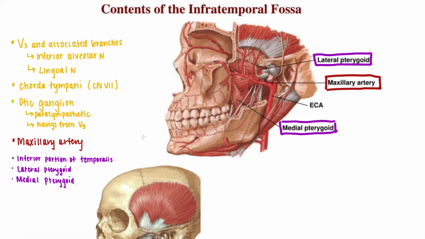Contents of the infratemporal fossa include V3 and its associated branches, such as the lingual nerve, seen here, and the inferior alveolar nerve. Here, we can see that it's piercing the mandibular fossa. We also have the chorda tympani, branch of cranial nerve 7, and the otic ganglion, which are undecipherable in this image. Arterially, we have the maxillary artery and its associated branches. And muscle-wise, we have the inferior aspect of the temporalis muscle, the medial pterygoid muscle, and the lateral pterygoid muscle.